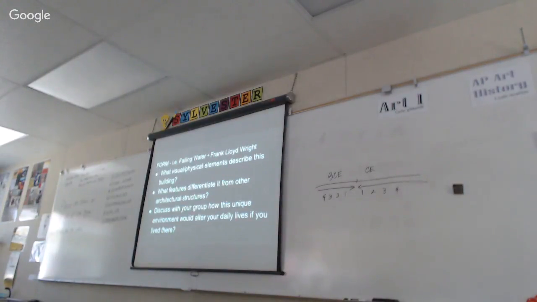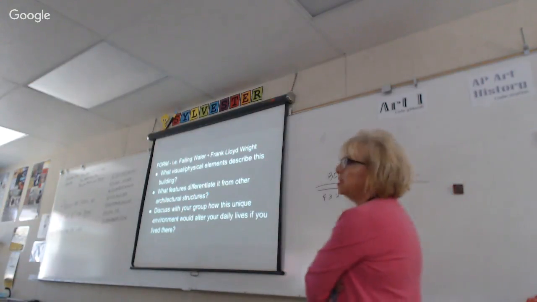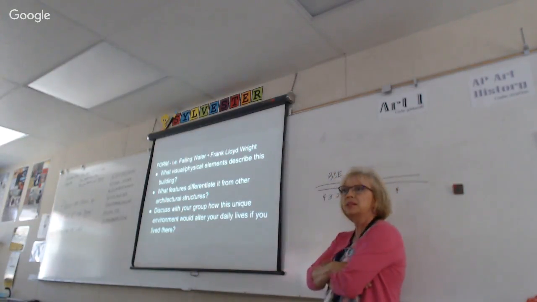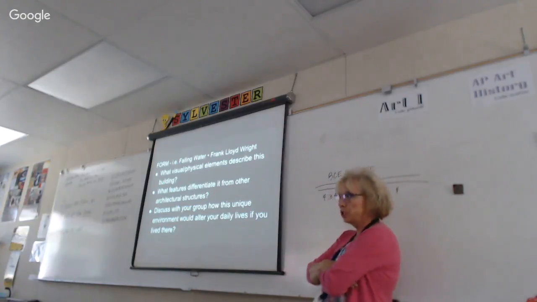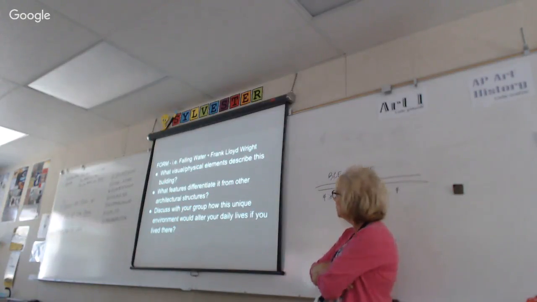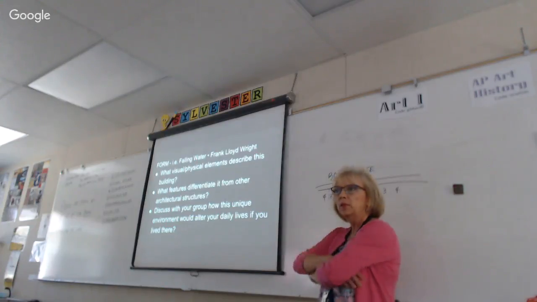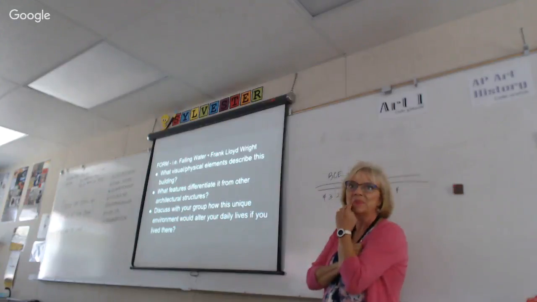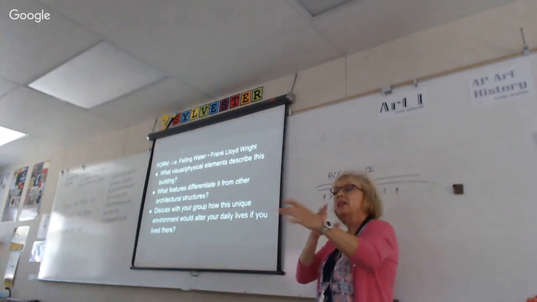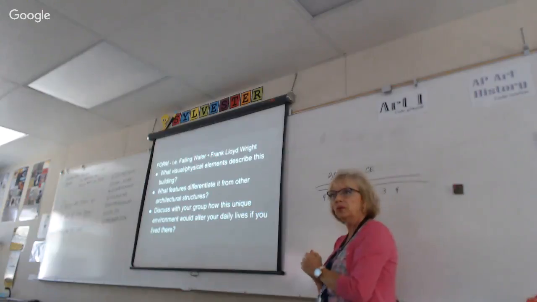Okay, so let's look at this. What visual, physical elements describe this building? All right, let's get somebody to say. I gave you an example already, but let's say stone. Okay, stone, it's a good one. What else? Like the section of the river. Okay. It's like a three-dimensional rectangle. Yeah, so it has a very rectangular, linear form.